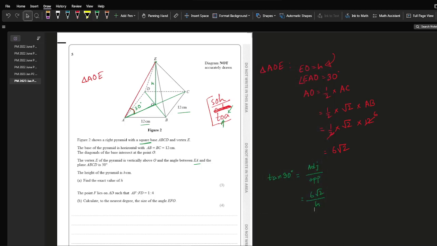Tan 30 degrees is 1 over square root of 3, if I'm not mistaken. And if we just shuffle this, H comes to this side, and square root of 3 goes to the other side. So 6 root 2 times root 3. I'm really sorry, this should be opposite by adjacent. So 1 over root 3 equals H over 6 root 2. So H is equal to 6 root 2 over root 3.